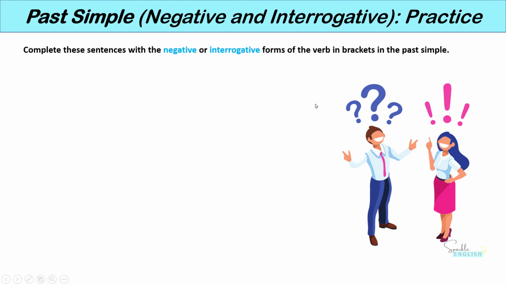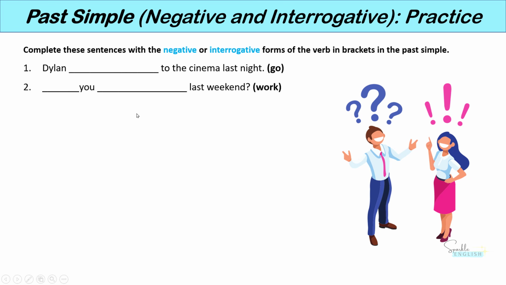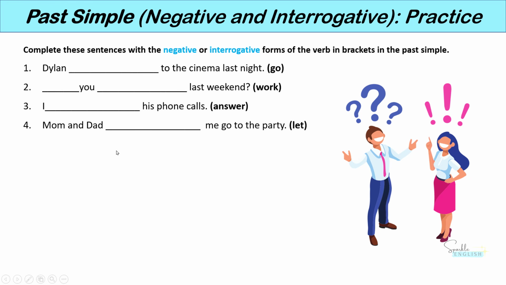Okay, so now it's time for us to do our practice quiz. You're going to complete these sentences with the negative or interrogative forms of the verb in brackets in the past simple. So you have to put this verb either in the negative or interrogative form, depending on if it is a sentence or a question. So number 1, Dylan to the cinema last night. So this you have to put in the negative form. 2, you last weekend. 3, I, his phone calls. 4, mom and dad, me go to the party. And finally, number 5, he, his job.